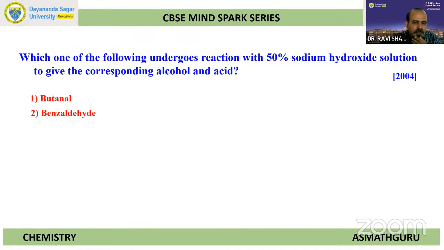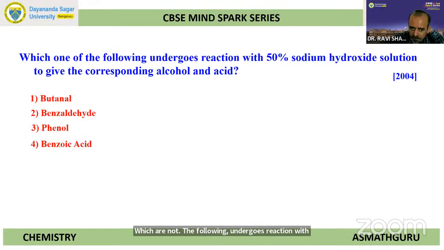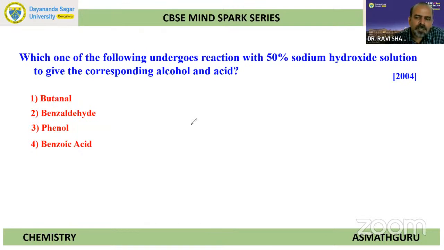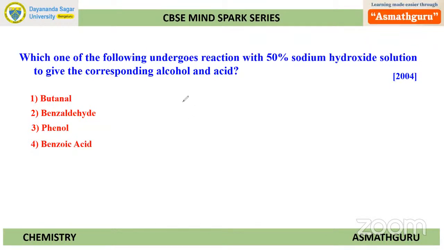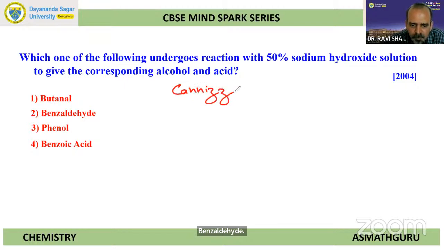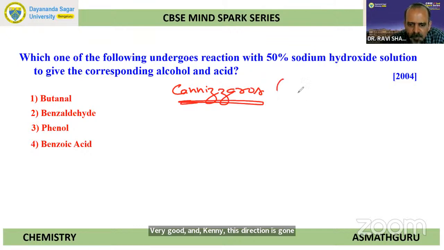Which one of the following undergoes reaction with 50% sodium hydroxide solution to give the corresponding alcohol and acid? What is this reaction known as? Benzaldehyde. Cannizzaro reaction. Very good. And the Cannizzaro reaction is given by aldehydes having no alpha hydrogen atom.